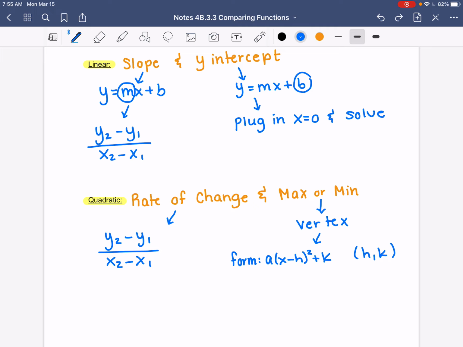If it's in standard form, ax squared plus bx plus c, then in order to find the vertex, it's negative b over 2a, and then to find the y value, you have to plug that in. And then you could be asked to find the y-intercept as well, and it would be the same as I wrote above. You just plug in x equals 0 and solve.